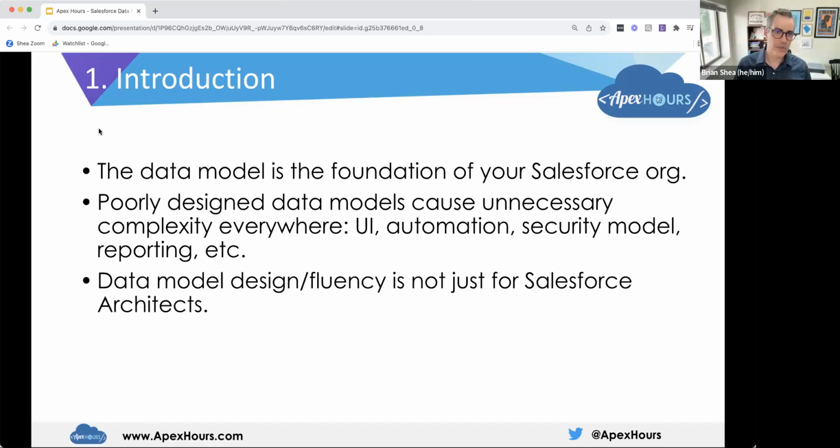Do admins and developers need to be fluent in data modeling? Jody said yes, it's a concept for everybody, not just architects, and I completely agree with her. While an architect may be the one who's designing a data model, particularly for a large project, there's a ton of value in all Salesforce practitioners having comfort and fluency in what a well-designed data model looks like.